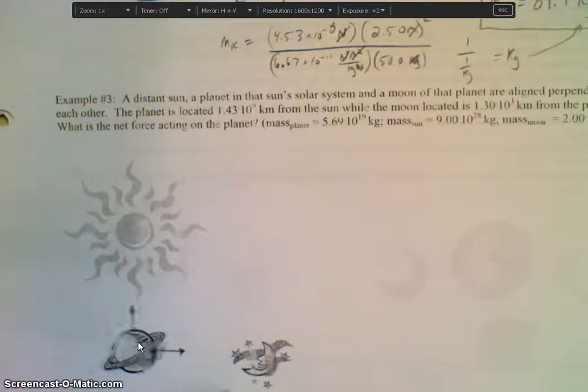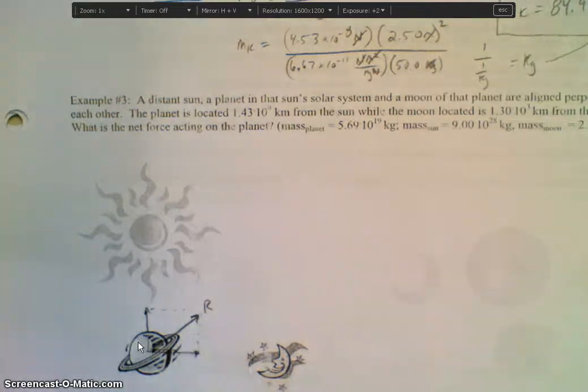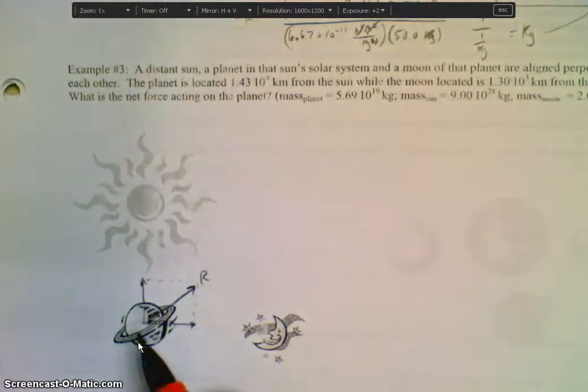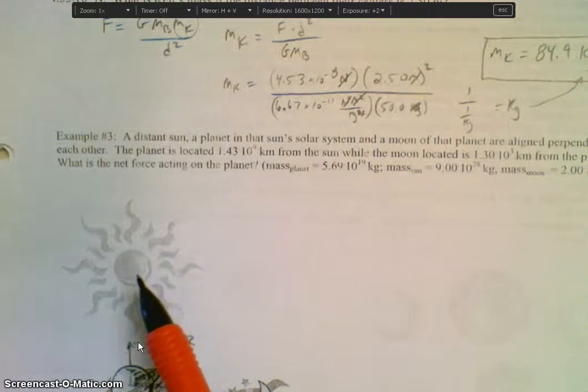Good. I hope you're thinking about a resultant force, where we're going to have to find the resultant. So we're going to find the x component and the y component. We'll find the resultant and the angle that's associated with that. So that's what we're going to do.